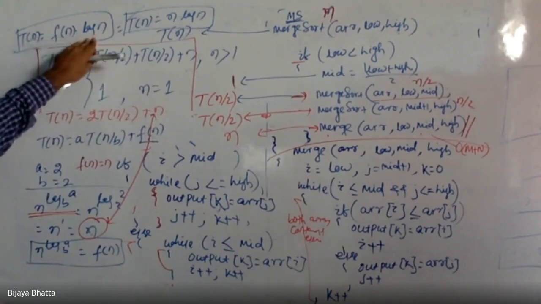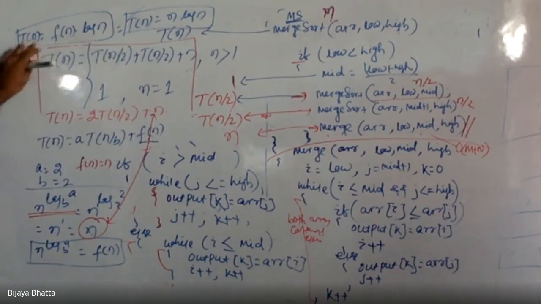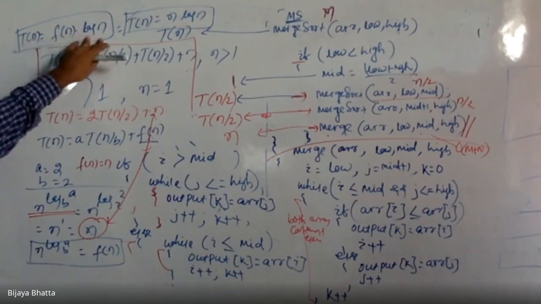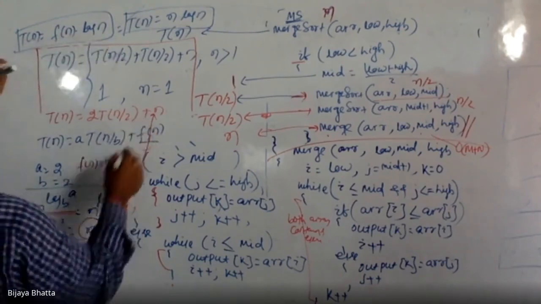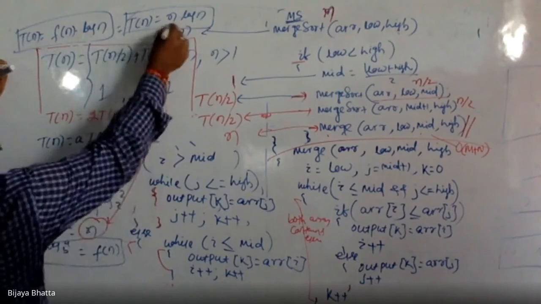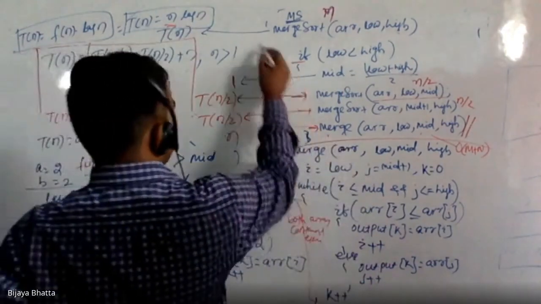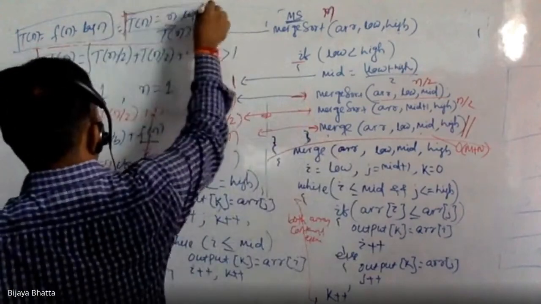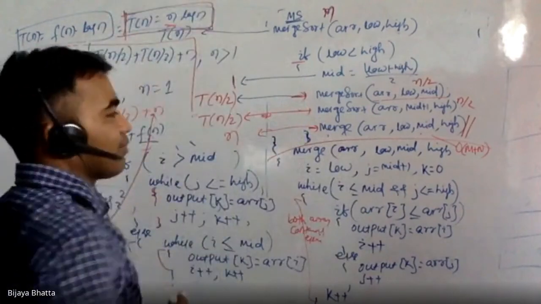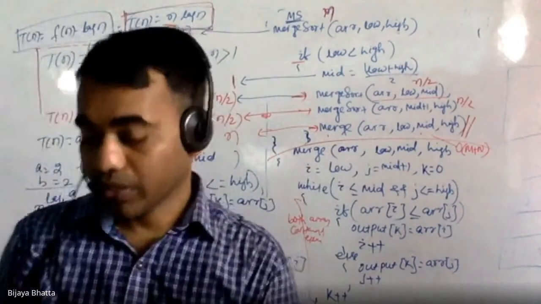That is case 2 of the master theorem, which says T n equals f of n into log of n. So f of n is how much? f of n is n. So n log n. So that's why the time complexity of the master method is going to be n log n. So that is the time complexity of the master method.